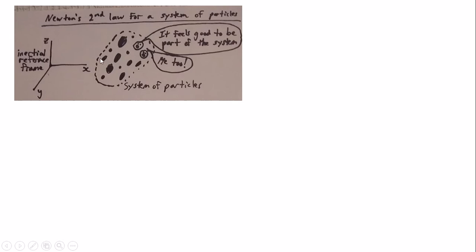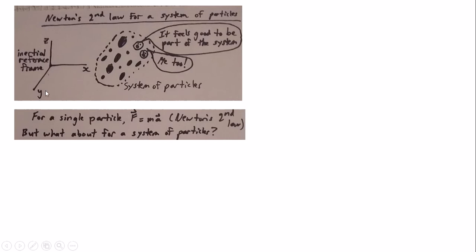To the left of the system of particles is shown an inertial reference frame with components x, y, and z. And this will be referred to during this lesson. For a single particle, based on Newton's second law, we know that F equals ma, where F is the force vector, m is the mass of the particle, and a is the acceleration vector. Now F is a force acting on the particle, and a is the resulting acceleration of the particle.